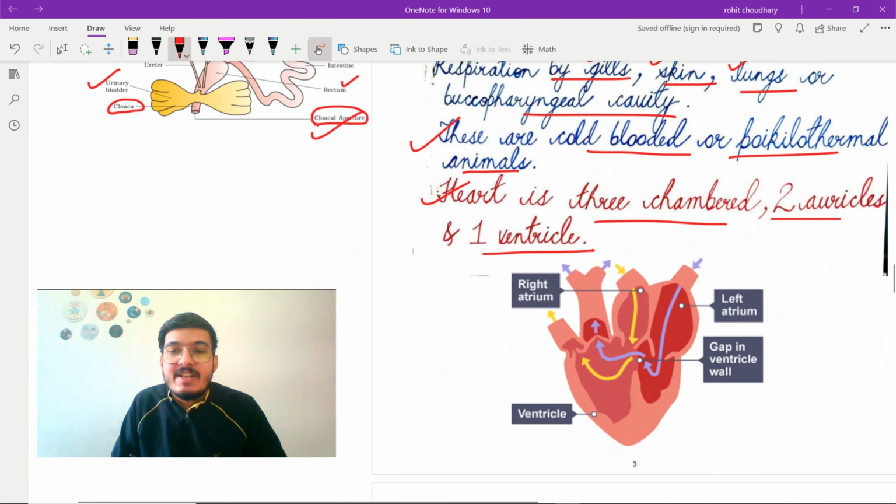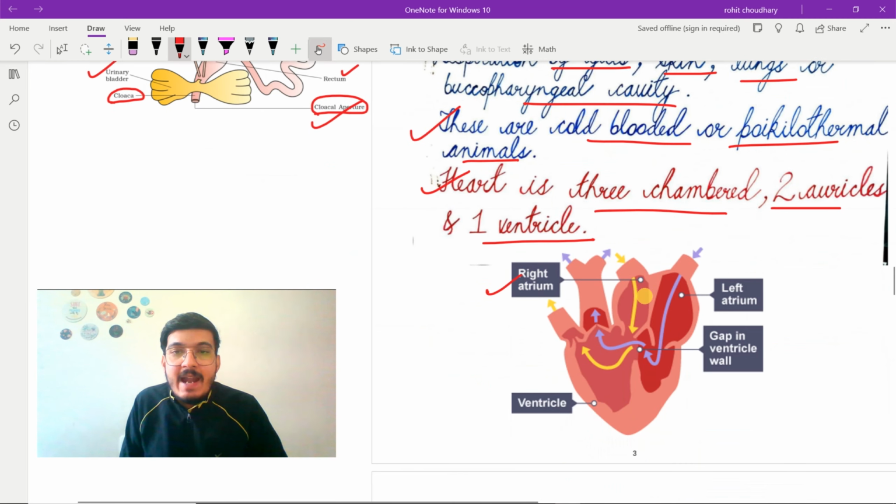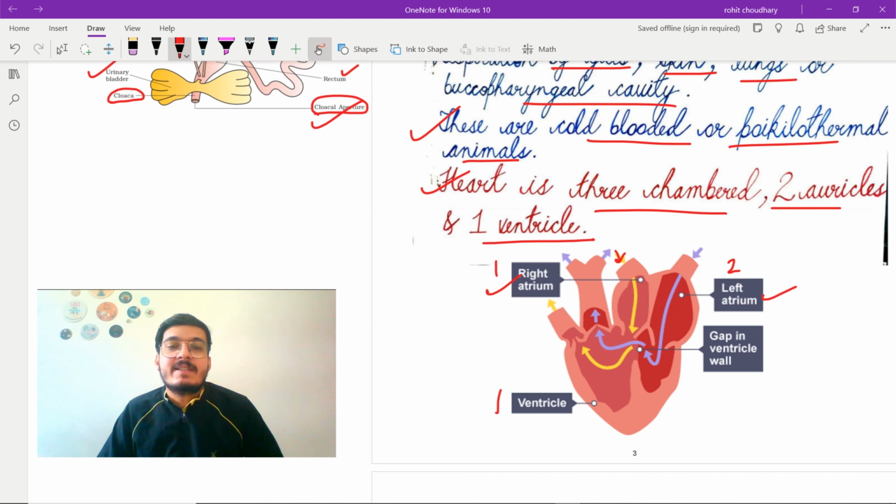As we can see in this diagram, right atrium and left atrium. Two auricles are there and one main ventricle is there. This right atrium receives deoxygenated blood from body tissues. This yellow line is showing the deoxygenated blood, and the left atrium is receiving oxygenated blood from lungs. So right atrium and left atrium keep the oxygenated blood and deoxygenated blood separate, but it gets mixed in the ventricle and the body does not get fully oxygenated blood.